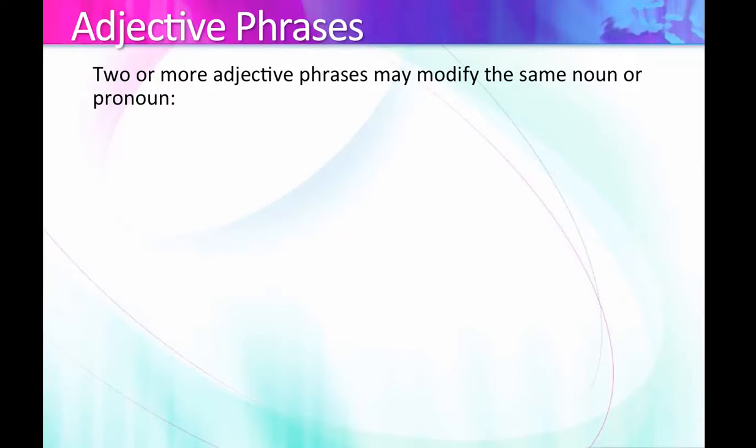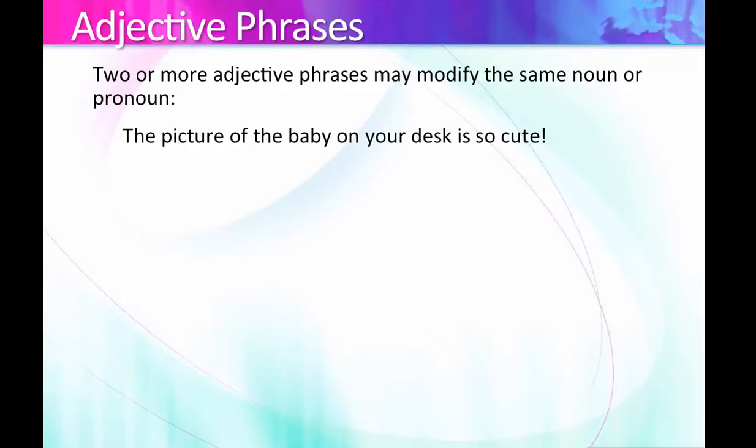Two or more adjective phrases may modify the same noun or pronoun. The picture of the baby on your desk is so cute. Of the baby is a prepositional phrase telling us more about the kind of picture. On your desk is also a prepositional phrase telling us more about the picture. So both of those phrases independently modify the noun picture and are functioning as adjective phrases.